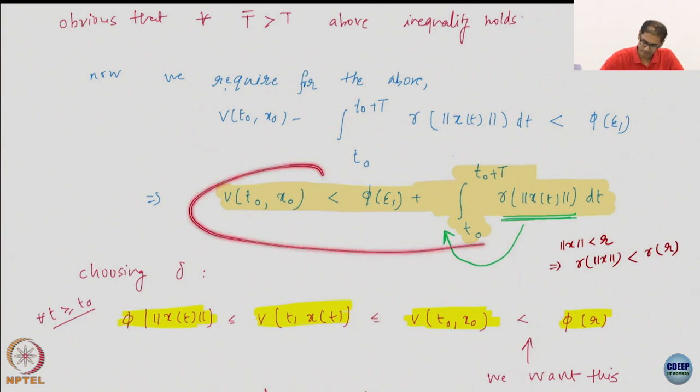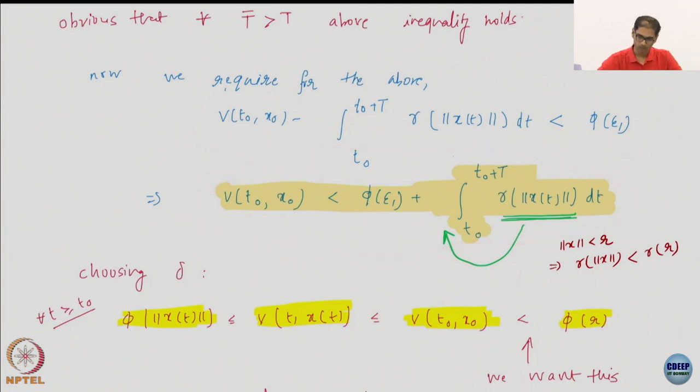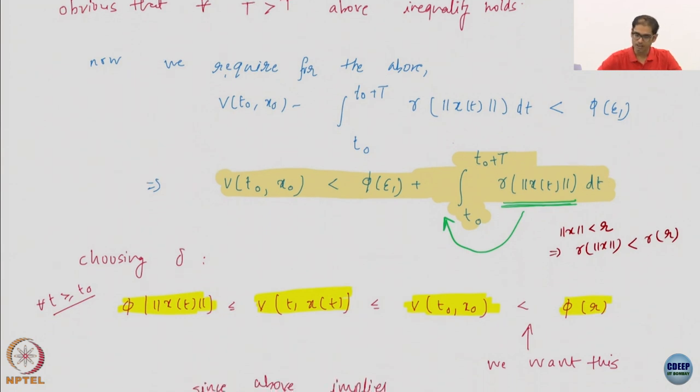I rewrite it in this form. Now I have to figure out how to choose a delta. How do I choose a delta? I remove the effect of the t somehow. We know that we are going to be within this R ball. By the stability proof itself, with all these assumptions, we've already proved that we are not going to exit the R ball. I hope you remember that. We proved it as part of the proof. So we know that norm x is going to be less than R.